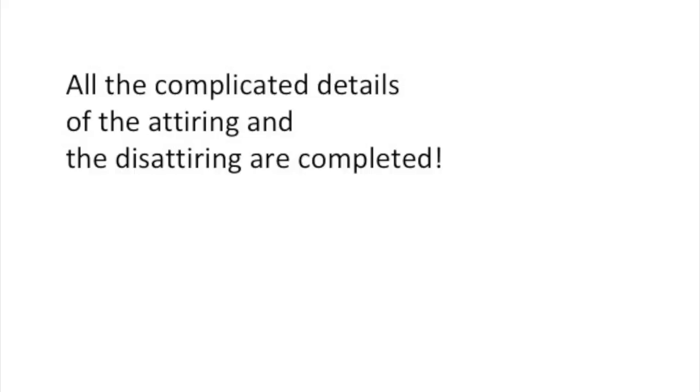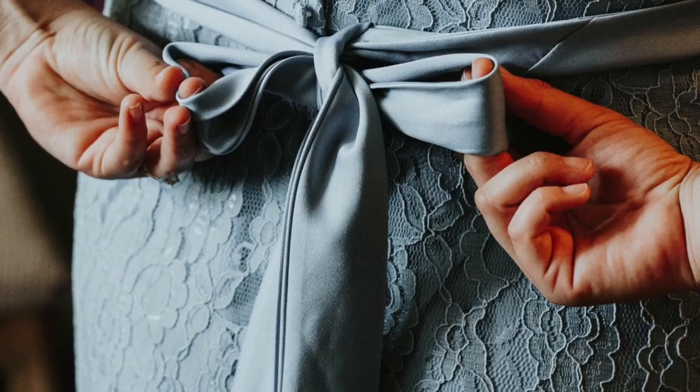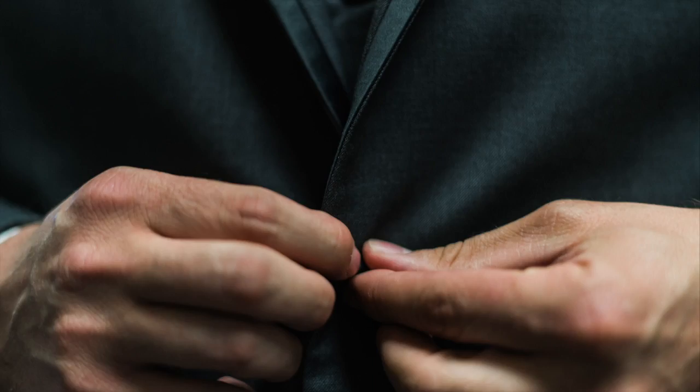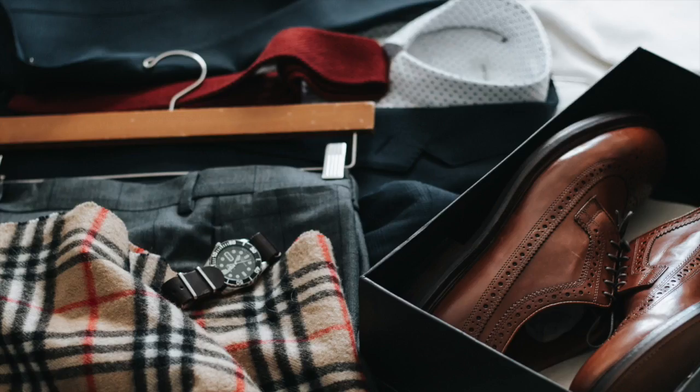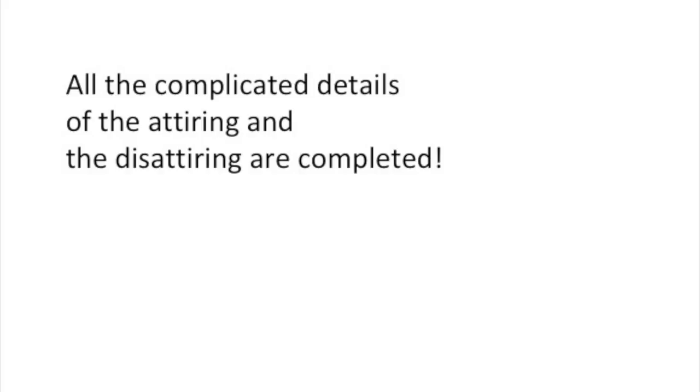Complicated means complex with lots of different parts. Details means they're small. The small finishing touches on things. Of the attiring and the disattiring. So attiring is a word that means to put on clothes. Your attire is what you wear. So disattiring, when you have the D-I-S, it means un. So the dressing and undressing, the attiring and disattiring are completed.